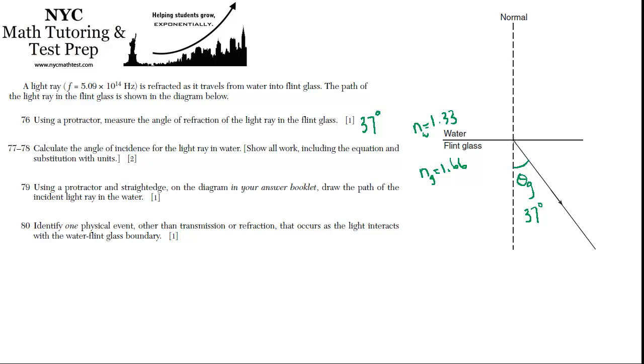So that means before this moment in time, it was further away from the normal. So I'm going to draw it like that. So this theta for the water is going to be larger than theta for the glass. Theta water is going to be larger than theta for glass, because the index is going from lower to higher, so the light ray bends toward the normal. If it was the other way around, if we were going from glass to water and the index was going from higher to lower, it would bend away from the normal. And so we would have made this angle even closer to the normal here.